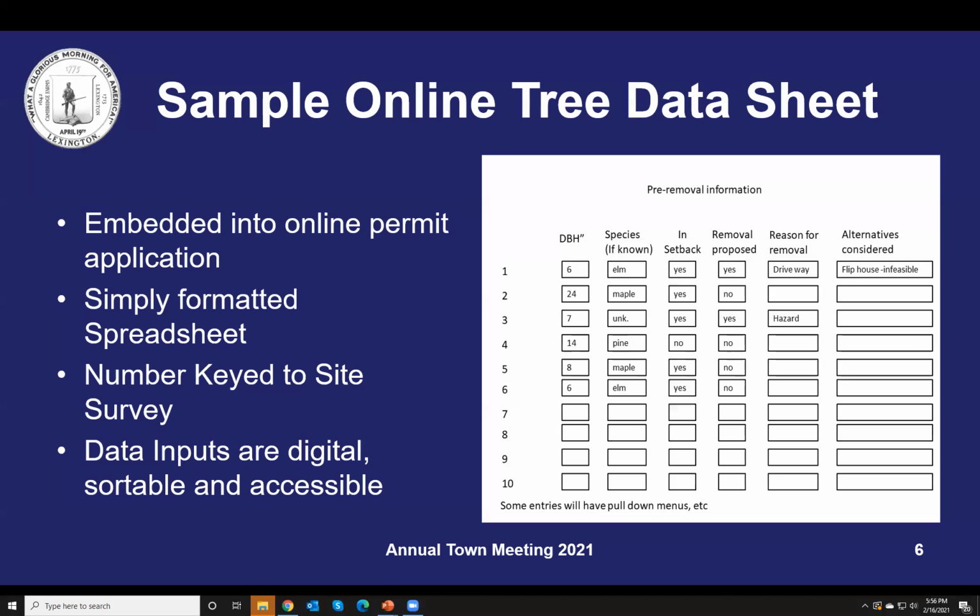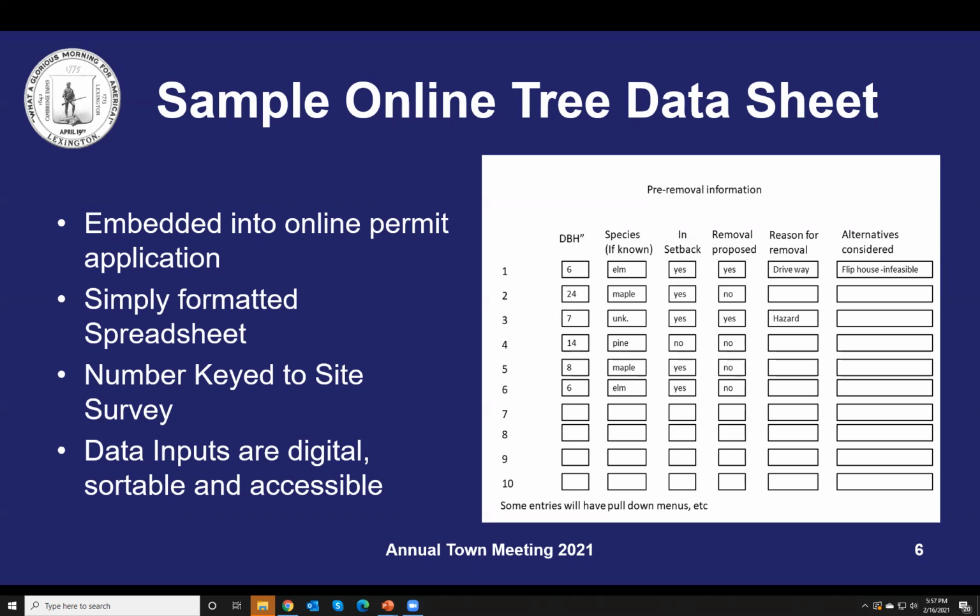Here's a sample of the tree data sheet that we proposed. You can see the white sheet here shows a bunch of information in terms of DBH, species, inch setback, removal. All that information is very helpful in terms of understanding how the bylaw is implemented per site and how effective it is over the entire community. On the left-hand column where the numbers are, those numbers would be related to the site survey, which we showed earlier. So we can identify where on the site each tree is located.